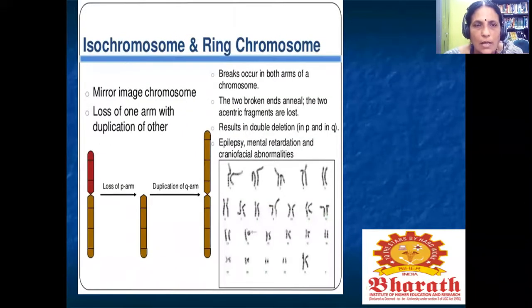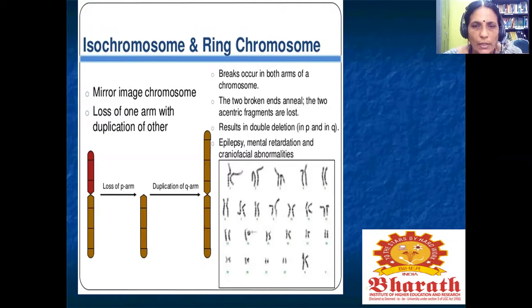Next, let's talk about isochromosomes and ring chromosomes. There's the mirror image chromosome: the loss of one arm with a duplication of another. The breaks occur in both arms of a chromosome.